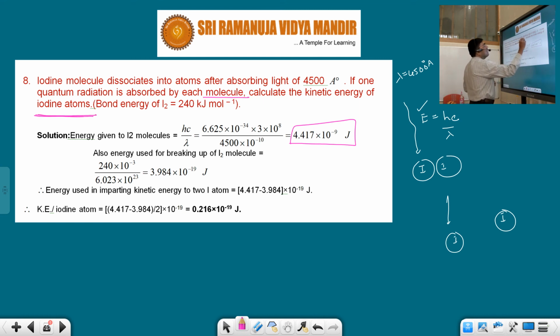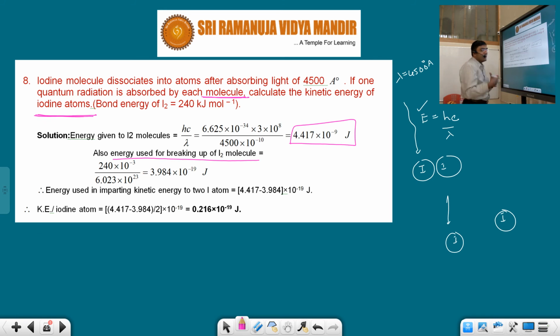But this is a molecule. I hope you understood. The molecule is I2, but the kinetic energy of the I atom is asked. So here you will be in trouble, so you have to be very careful. Students, here the energy used to break it up is the dissociation energy. What is this called? Dissociation energy.